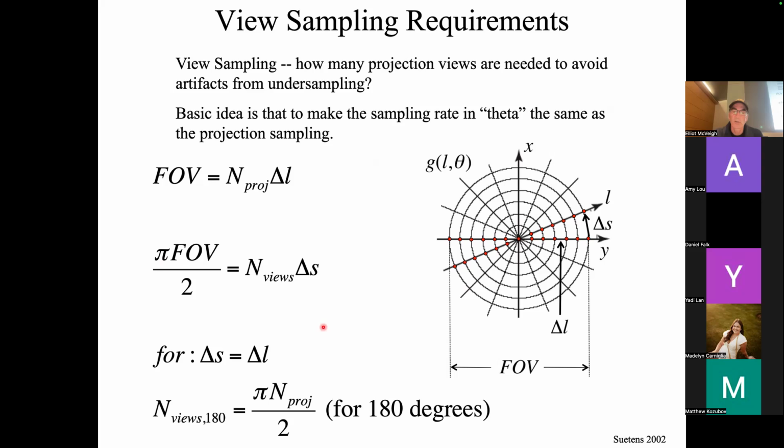Good. So the number of views required to achieve this for a circle is related to the number of points on the projection, and it's pi over 2 times that number of points. So your guess of 1,000 was pretty good. It's right on the money from an order of magnitude sense, but it's pi over 2 times that, so it's like 1.5 times that. Okay, I think we're done.